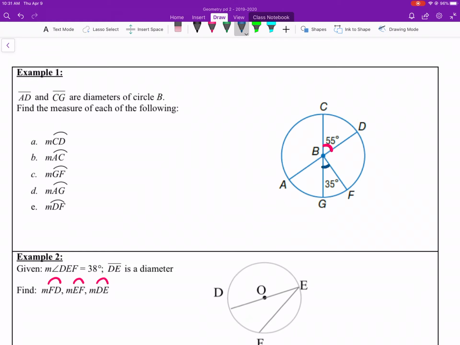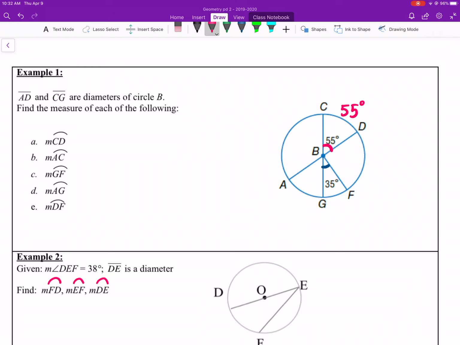All right. So let's start with A, arc CD. So arc CD is right here. That's equal to the central angle. Remember, the arc is equal to the central angle. So this arc right here would be 55 degrees. All right, the arc and the central angle are the same.